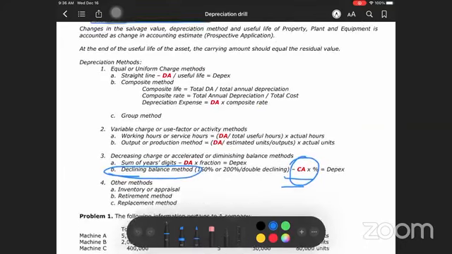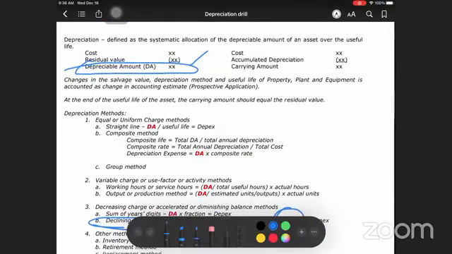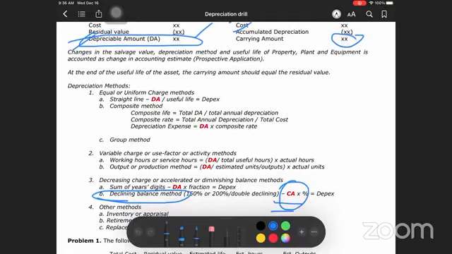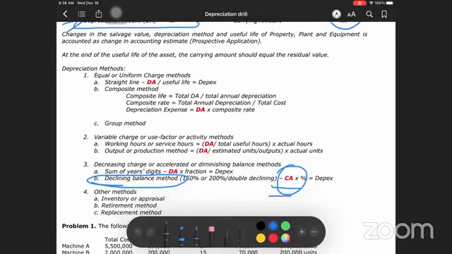So again, the computation: you have the depreciable amount, which is cost minus residual value, and the carrying amount, which is cost minus accumulated depreciation. So let's go back to the equal or uniform charge methods.